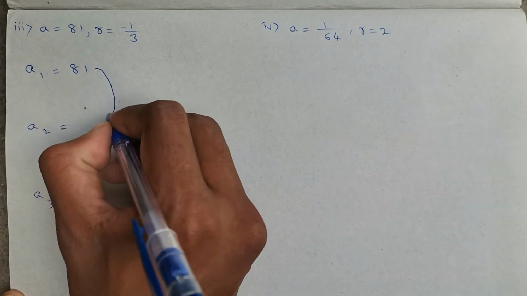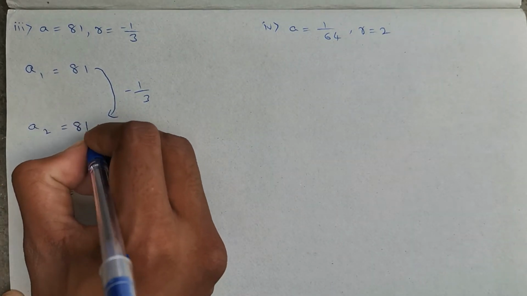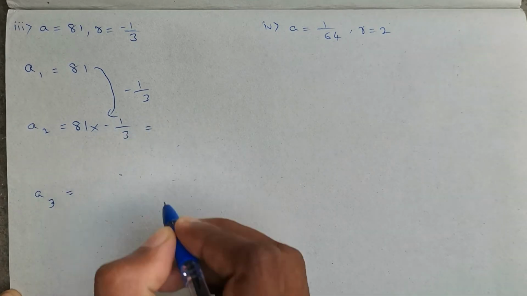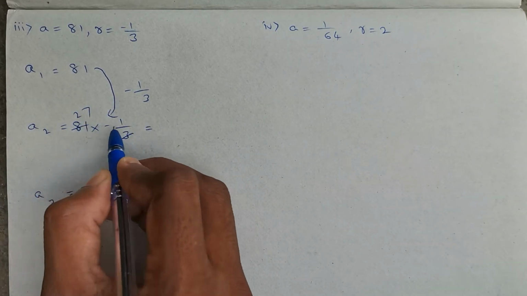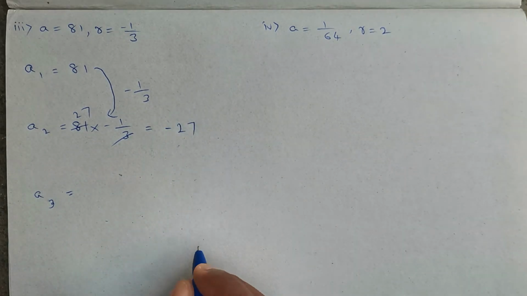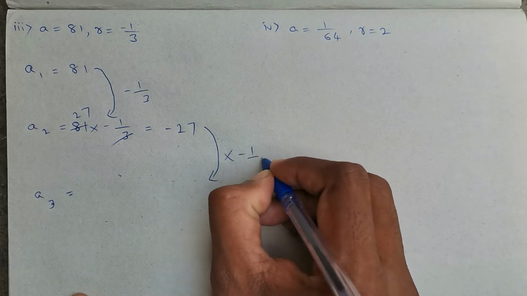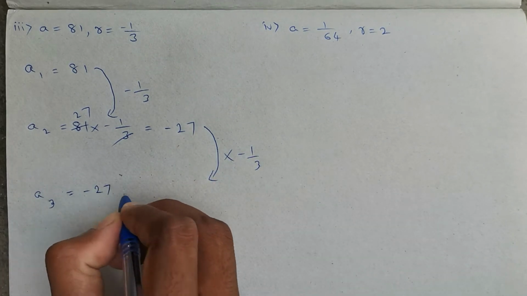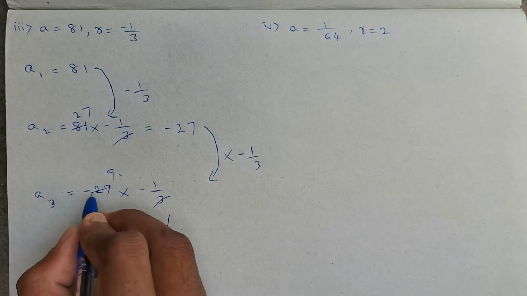For this, 81 multiplied by minus 1 by 3. 81 into minus 1 by 3: 3 ones are 3, 27s are 27, into minus 1, minus 27. Again, for this minus 27, multiply by minus 1 by 3. Minus 27 into minus 1 by 3: 3 ones are 3, 9s are 27, minus into minus plus.